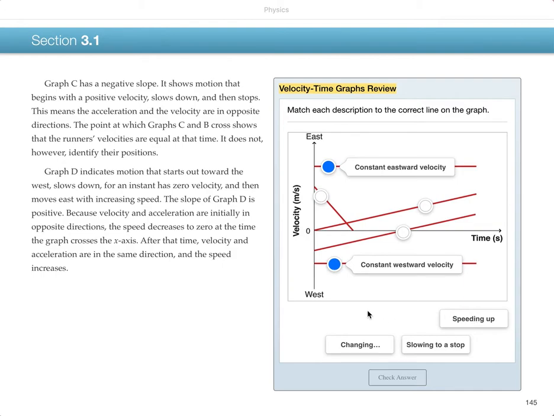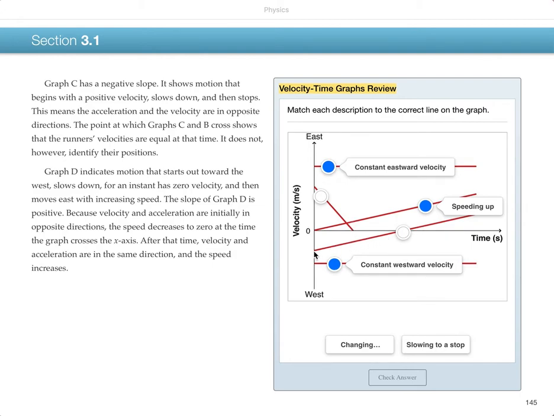Speeding up. Well, that means your velocity has to be increasing. This one goes from 0, let's say 1, 2, 3, 4. It's getting bigger. That's a speeding up curve. You might say, well, what about this one? That one's just like that. It's got a positive slope.